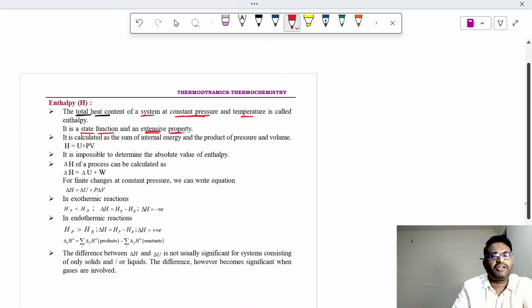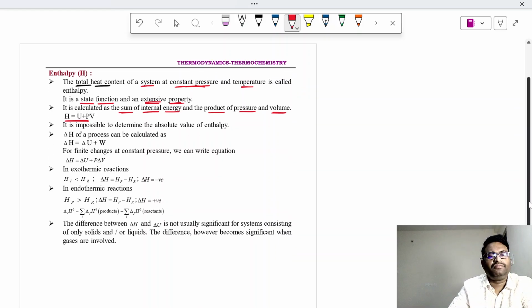When it is an extensive property, it is additive in nature. So enthalpies can be added. Enthalpies can be subtracted. Okay. So it is calculated as the sum of internal energy and the product of pressure and volume. Right? So we have a formula that H is equal to U plus PV. So what is H? Enthalpy. What is U? Internal energy. P is pressure and V is volume. Right?